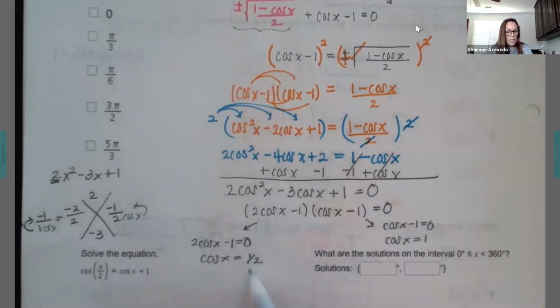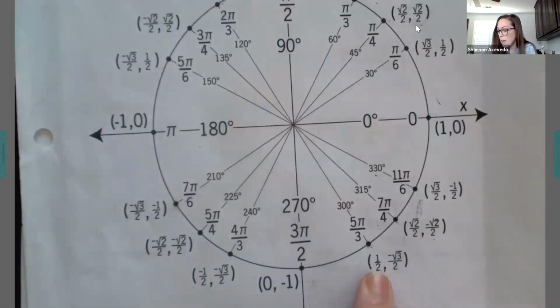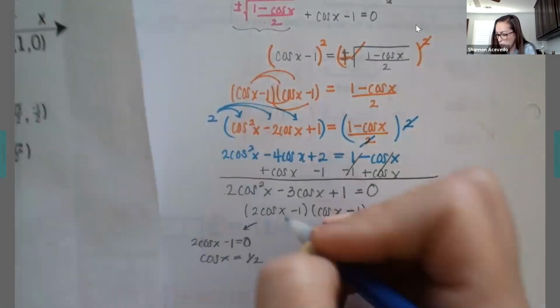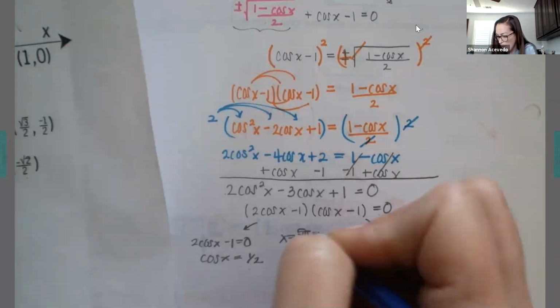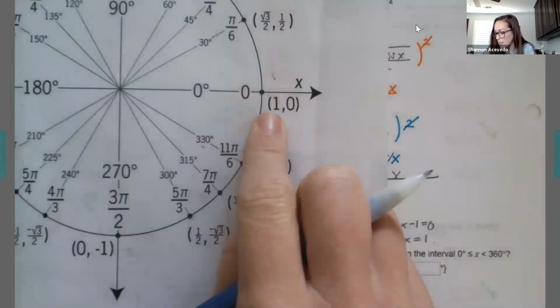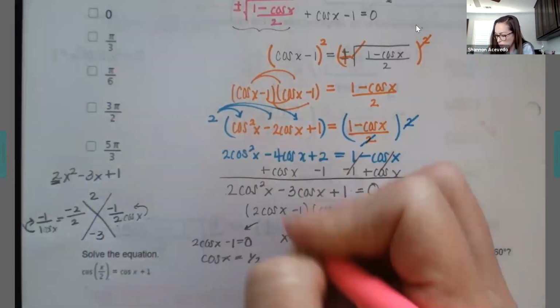So when is cosine going to be 1/2? So I'm looking for cosine to be 1/2. It's here at 5 pi over 3, and it's here at pi over 3. So this one's going to be x is equal to 5 pi over 3 and pi over 3. When is cosine going to be a value of 1? It happens here when x is equal to 0. So these right here are going to be my solutions.